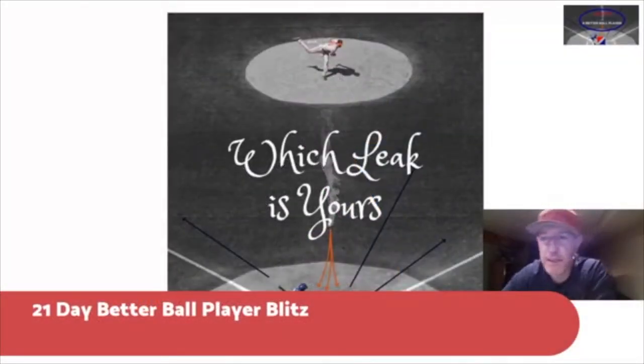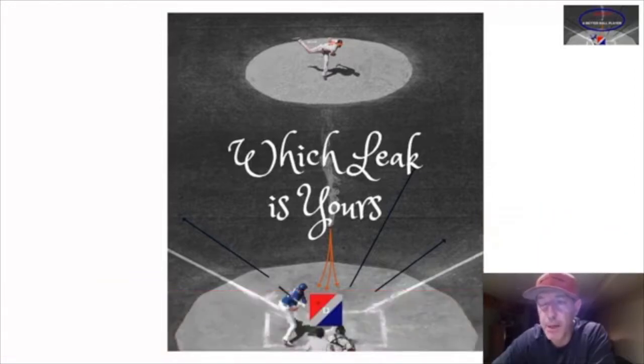Today we wanted to finish up with part two of Which Leak is Yours? And if you recall, in the first part, we went over three common areas: the breath, the eyes, and the feet, which make up a large proportion of where most leaks occur in young pitchers. Well, in any pitcher for that matter, it doesn't have to be young or old, but in most pitchers.